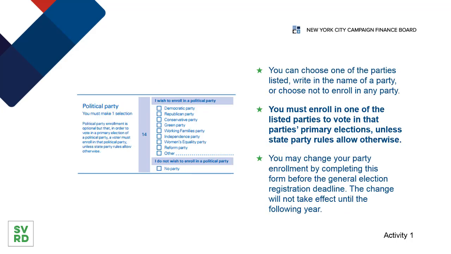They can choose one of the parties listed, write in the name of a party, or choose not to enroll in any party. Please let the students know that they must enroll in one of the listed parties to vote in that party's primary election. Also note that they may change their party enrollment by completing this form again before the general election registration deadline. However, the change will not take effect until the following year.